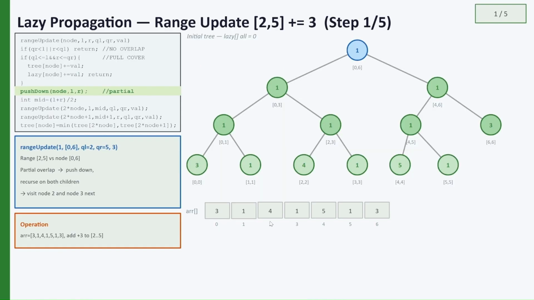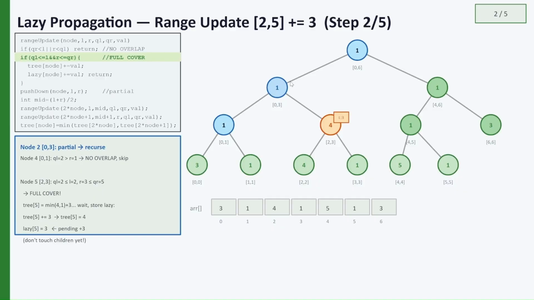Now let's start visualizing it. We'll call range update on 2 to 5, adding 3 to each element. We start at the root node 1, range 0 to 6. The query range 2 to 5 partially overlaps. It doesn't fully cover 0 to 6. So we push down any existing lazy value and recurse into both children. Down the left side, node 2 covers 0 to 3, still partial, so we recurse further.